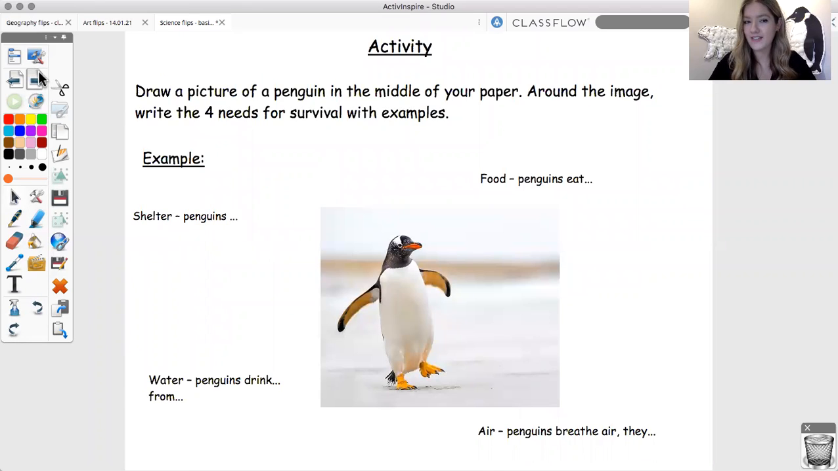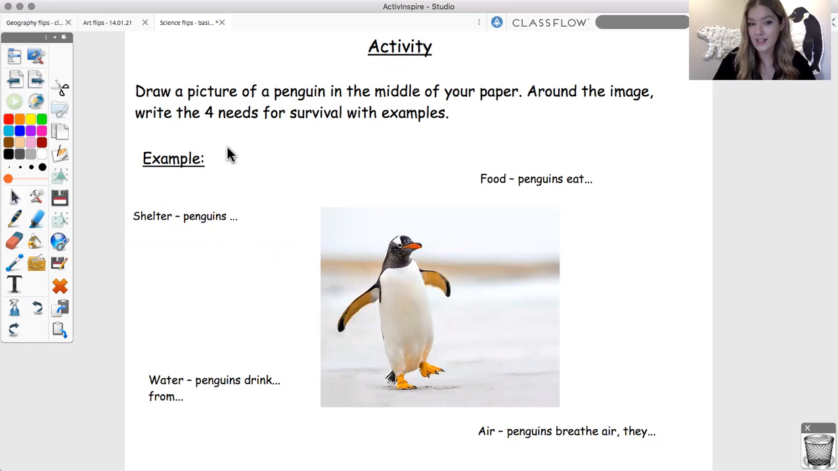Now, time for an activity. We would like you to draw a picture of a penguin in the middle of your paper. And we know that you are such fantastic artists in year 2. So really take your time to add lots of detail to these pictures. Around the image, we'd like you to write the 4 needs of survival with some examples.